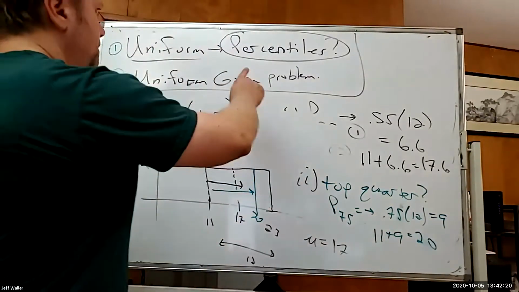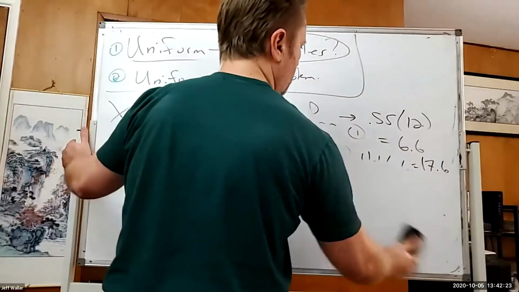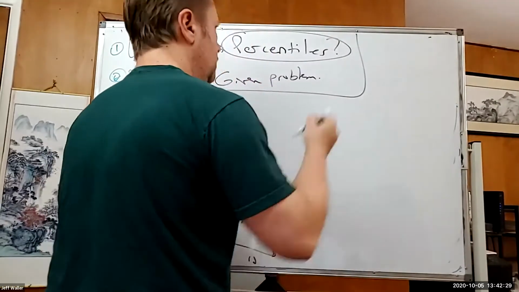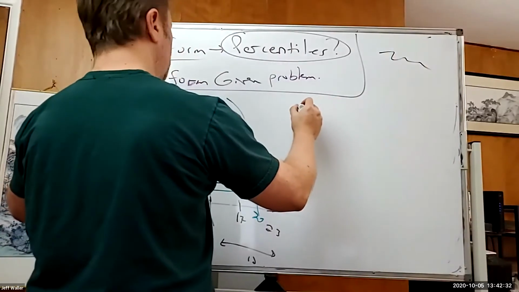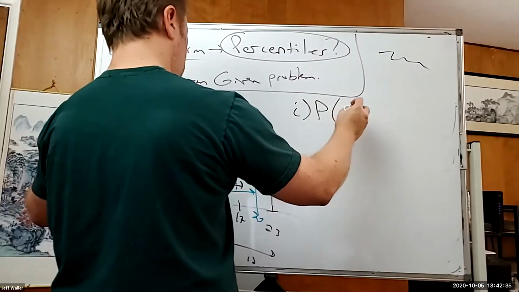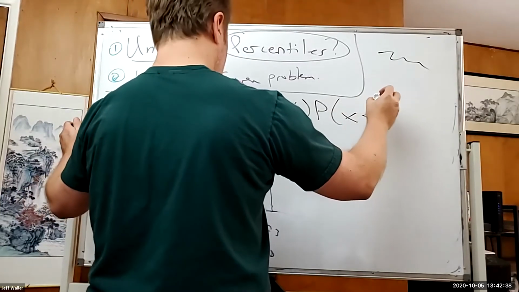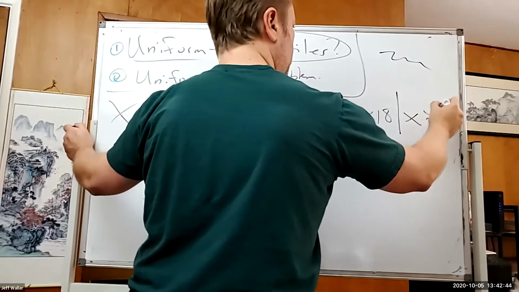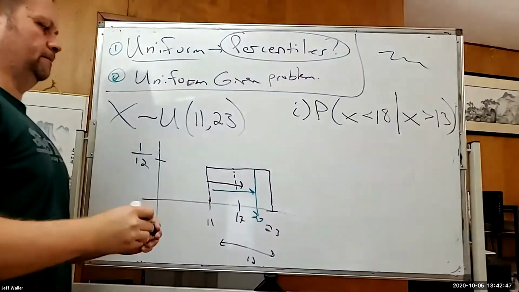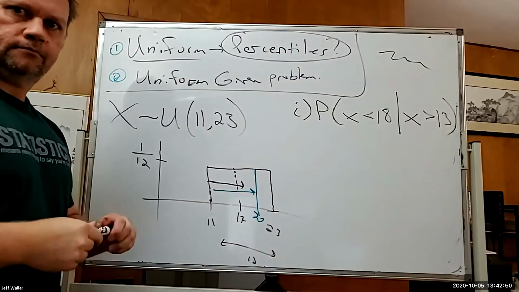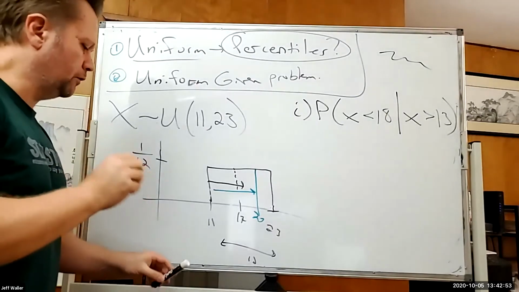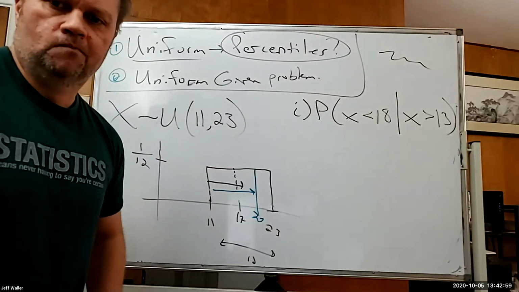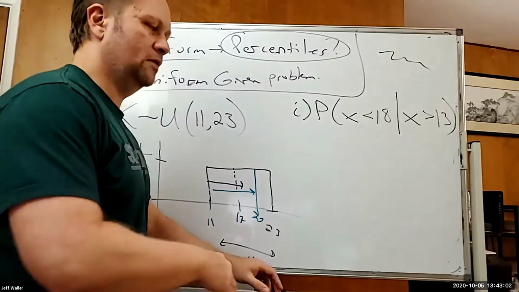All right. So let's do this problem. So what if I said, what's the probability that X is less than 18, given that X is greater than 13? I was going to show you both ways, but the second way is so gross, I'm not even going to show it to you. Some of you guys did the second way. That's fine, if you want to do it that way.